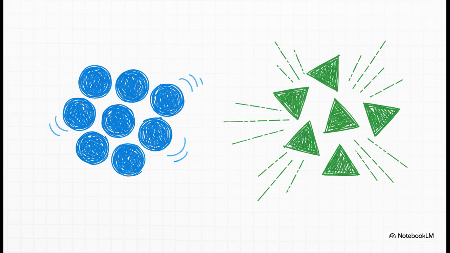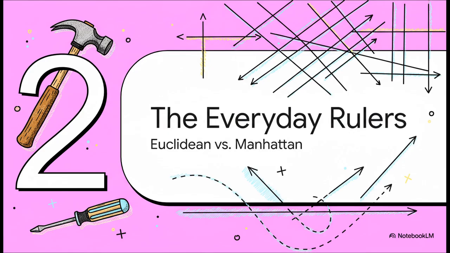But here's the kicker. The specific metric you choose completely changes how the algorithm sees the data. It's like giving it a different pair of glasses. What it sees, the patterns it finds, and the quality of its final results, it all comes down to that initial choice. Okay, so let's start with the two big ones, the workhorses of our toolkit, the absolute essentials.